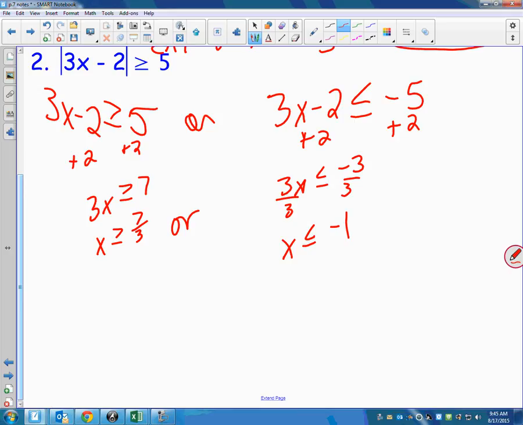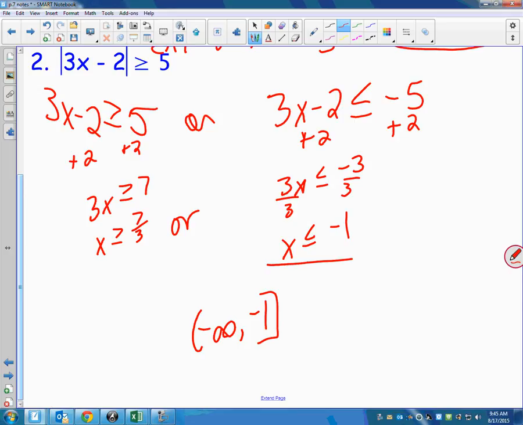So the interval for, all right, let's do the last one first. The interval for everything less than or equal to -1, you can tell me what that looks like. Everything less than or equal to -1.